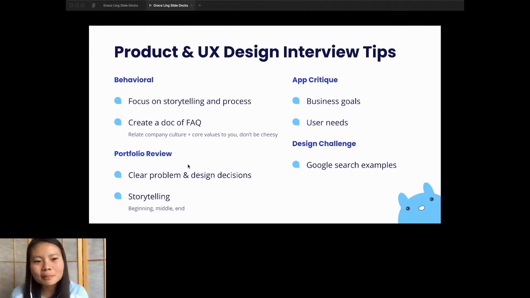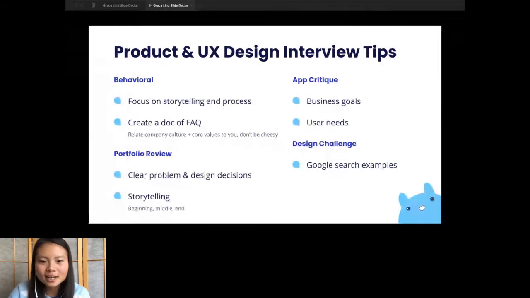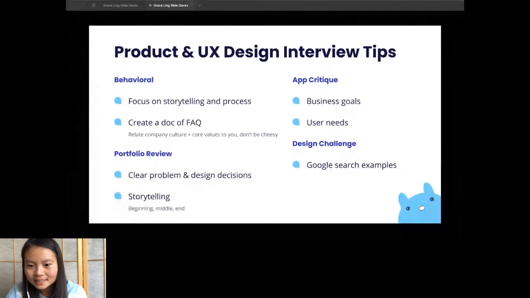Some other companies have design challenges. What I like to do is Google search examples, because sometimes people publish these, and this is a good way to see what other people have done. But don't copy it. It's just a good guideline to help you get started. And that's what I personally did when doing design challenges. There are also whiteboarding interviews where you can practice and walk through. And yeah, so this is kind of what I've learned through my interview experience.